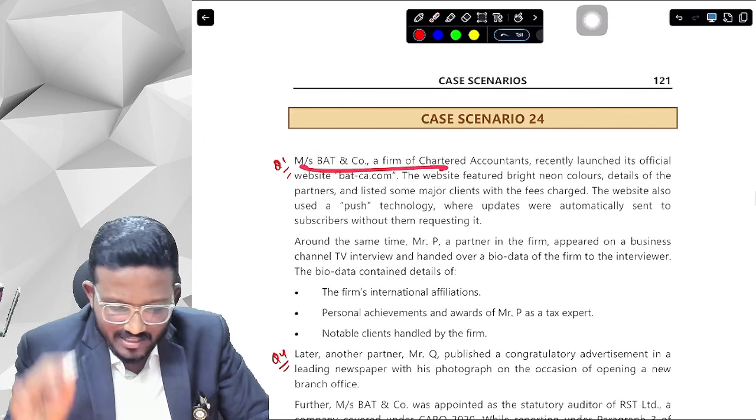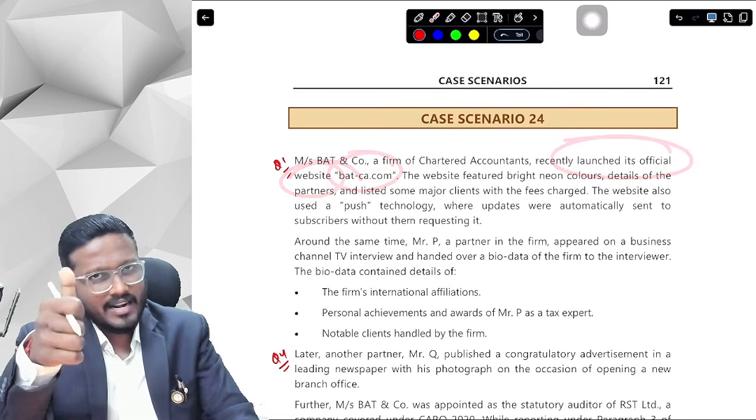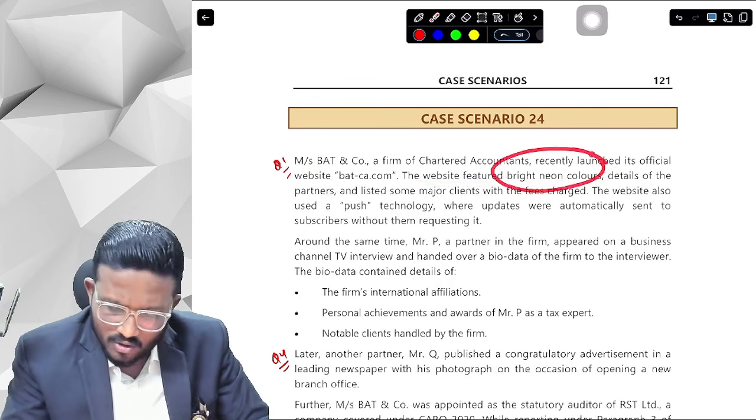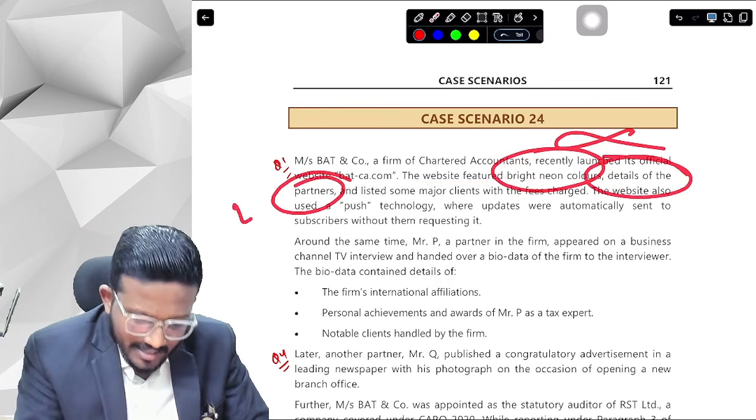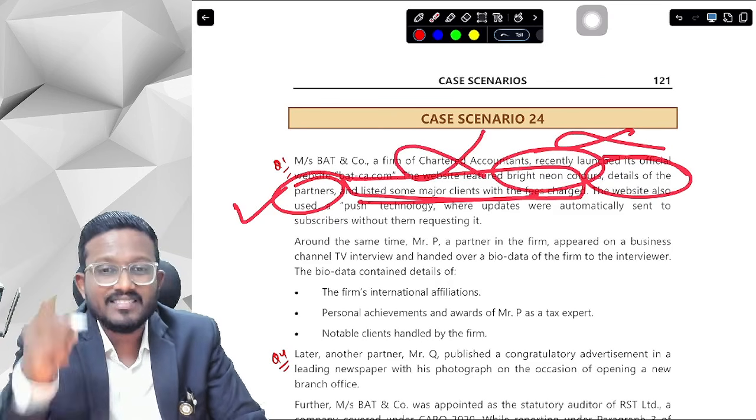It says there was Mrs. Bat, a firm of chartered accountants, who has launched its official website batca.com. That is perfectly fine, no doubt about it. The website features bright neon colors. There's no doubt about it. Details of partners, that is also allowed. Listed some major clients with fees charged. That is not allowed unless there is a regulatory requirement.